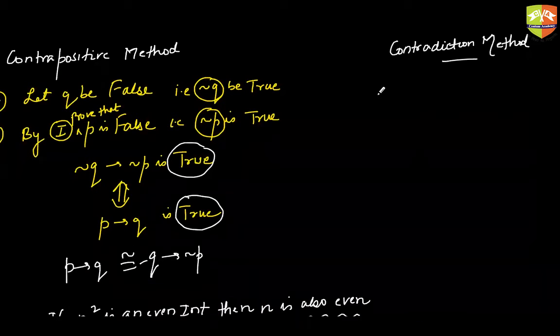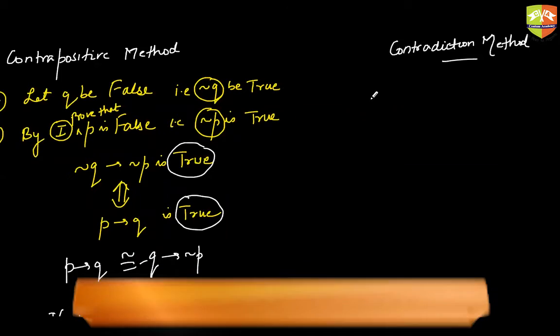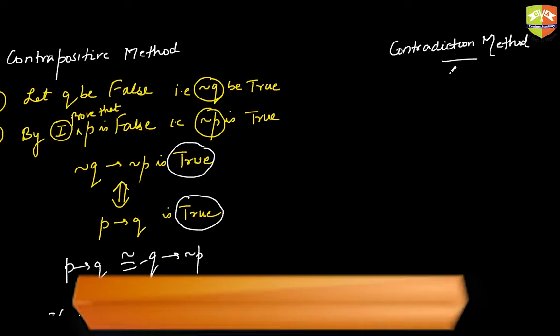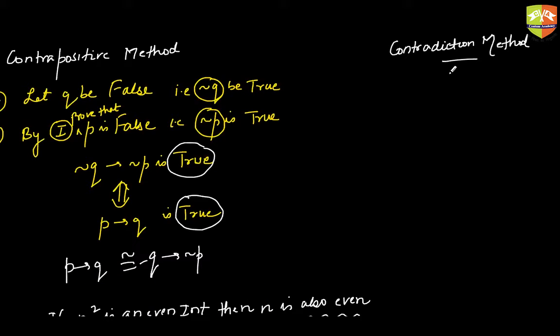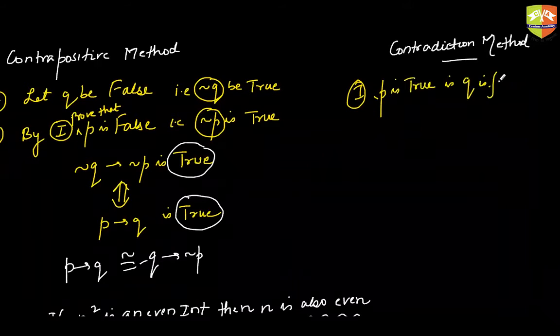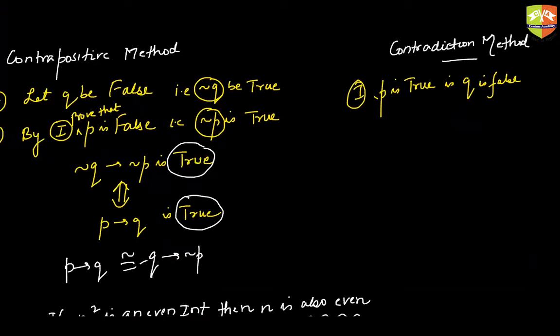When you're proving an if-then statement to be true by using the contradiction method, the approach we use is, we first assume that P is false and Q is true. Or we can say P is true and Q is false. Why have I chosen this? And then you contradict yourselves.